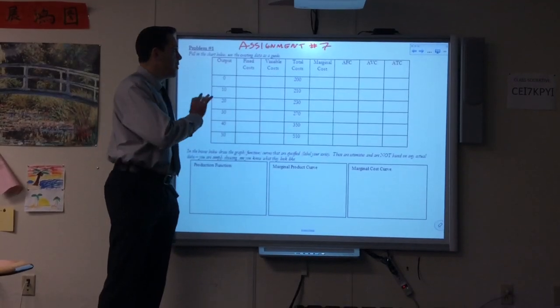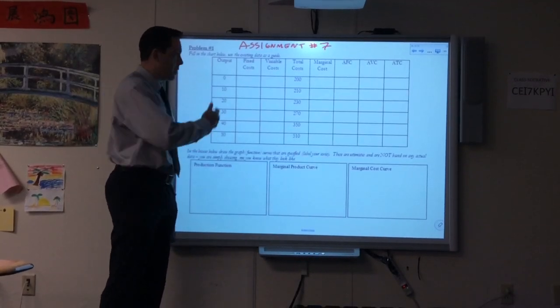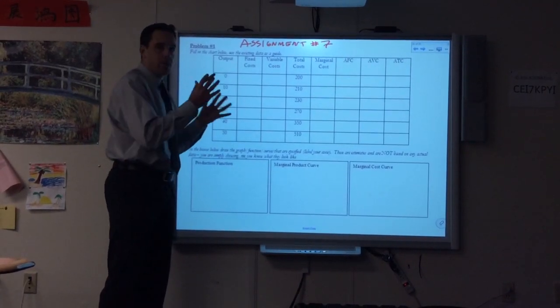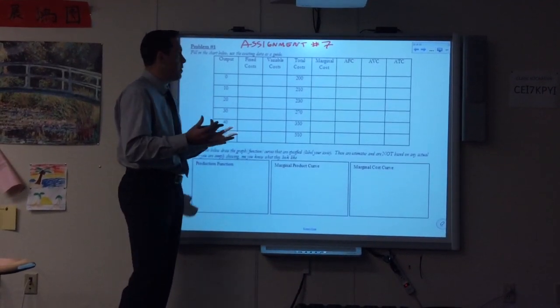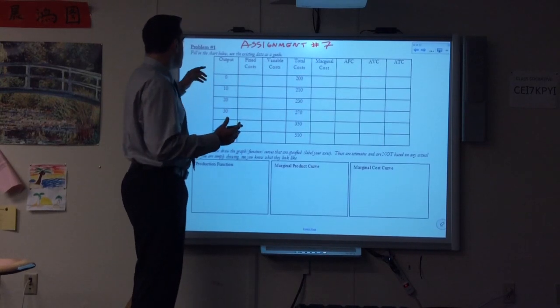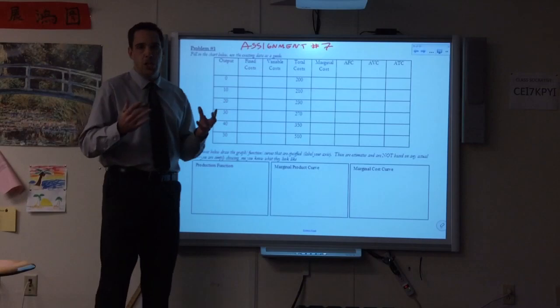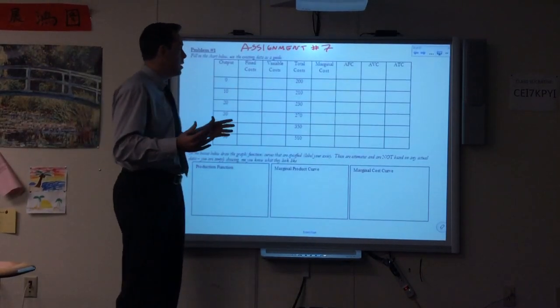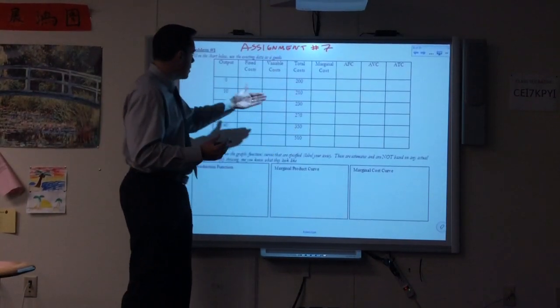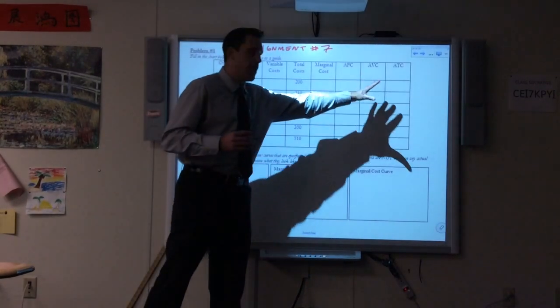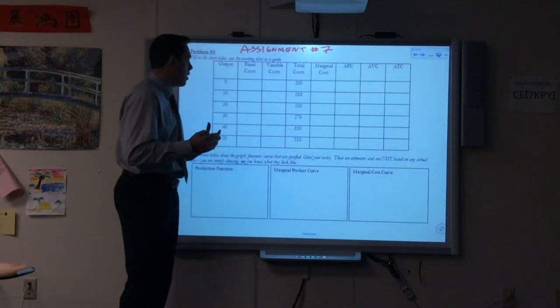I want to go over the thinking process for assignment 7. I'll give you the answers for this, but I want to demonstrate how to attack these problems and how to understand them. So assignment 7 says fill in the chart below using the existing data as a guide. Initially you might think, what existing data? But here I have my total cost and I have my output. From this I can infer everything I need for the entirety of the chart.